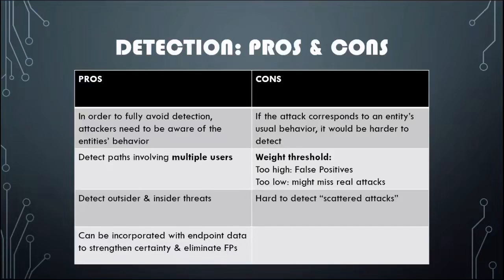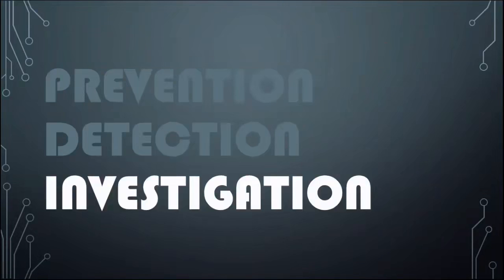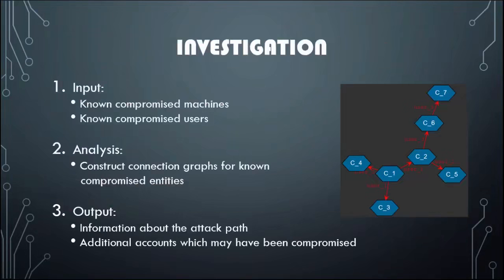Well, if we weren't able to detect an attack by using this method, since no method can detect everything, what can we do? Well, we can always use graphs to help us investigate what happened. So just very briefly, what we can do is take all the known compromised machines and users and construct a logon graph based on those entities. So that can help us understand what was the attack path that the attacker took, maybe discover the source of the attack, and even discover additional accounts which may have been compromised during the attack, since we know which users were logged on to every computer at that time.